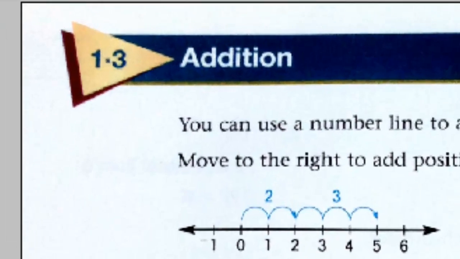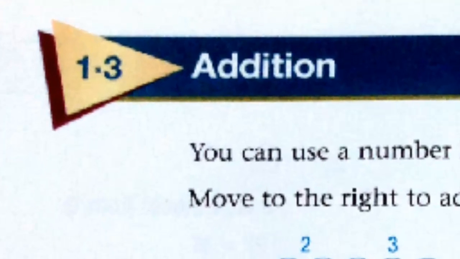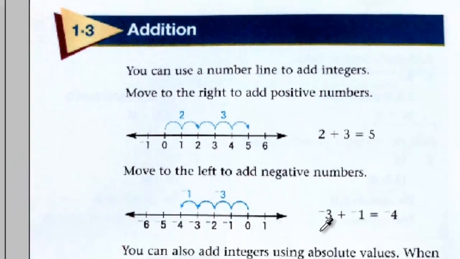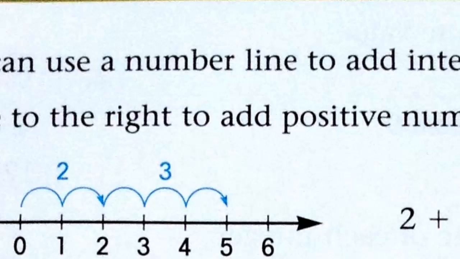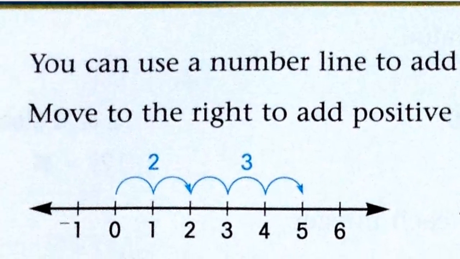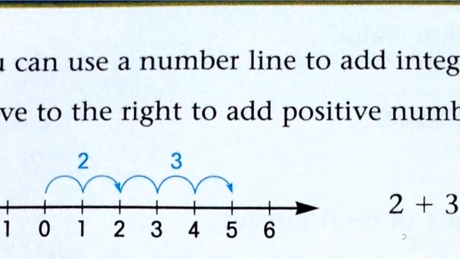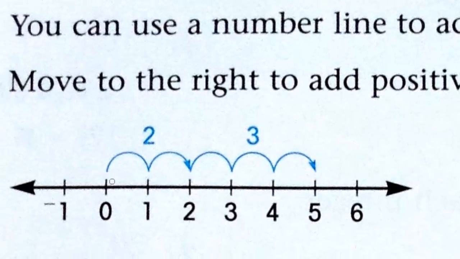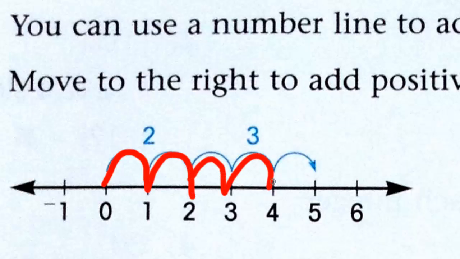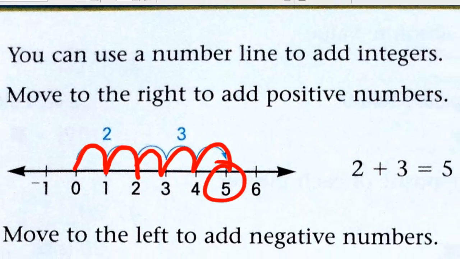Today we're going to be exploring addition in Chapter 1, Unit 3 on page 8 and 9. So I know that when we're adding, we can use the number line, and when we're adding positive numbers, we're going to go to the right. For example, if we are adding 2 plus 3, we're going to start at 0, right? And we're going to go 1, 2, and then we're going to add 3 more. 1, 2, 3, and the answer, of course, is 5. Pretty simple.